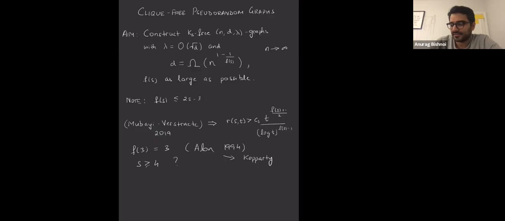Since this construction, and since the theory of pseudorandom graphs developed further, it was natural for people to ask: Alon's graph is for triangle-free, so what happens for clique-free graphs, right?